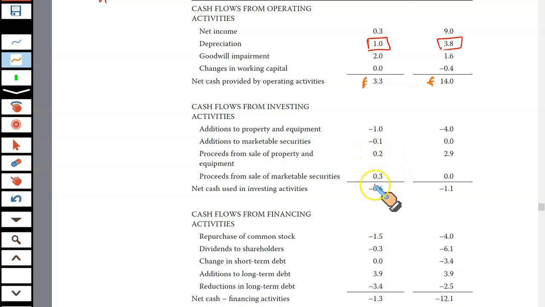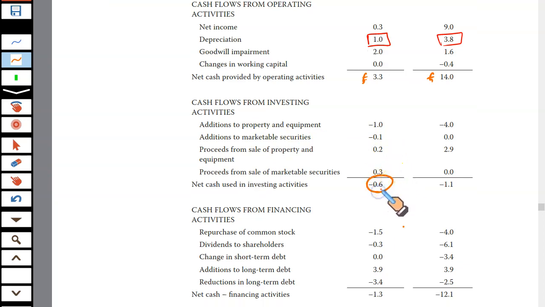As you can see, less negative 0.6, less negative 1.1 for Y, and the dividend payments are negative 0.3 for X and negative 6.1 for company Y. So the free cash flow after the payment of dividend is 3.3 minus 0.6 minus 0.3, which gives you 2.4.